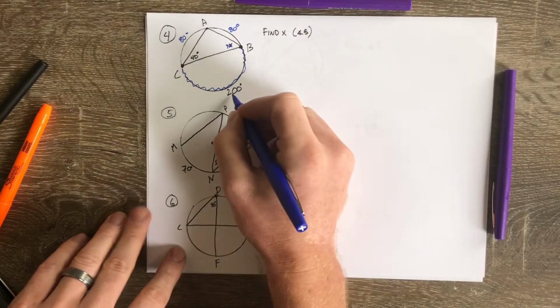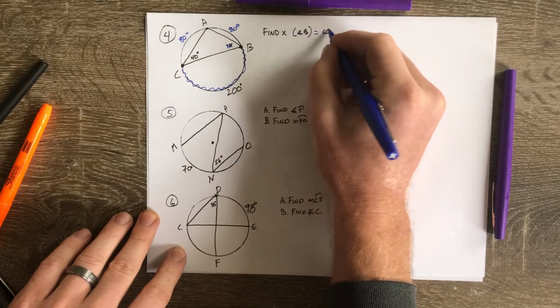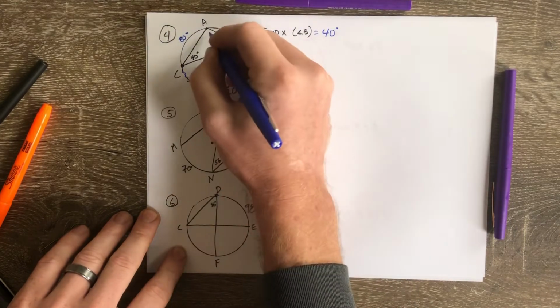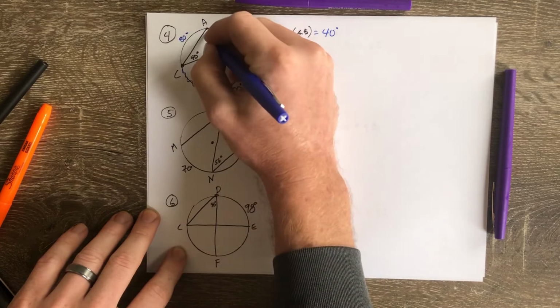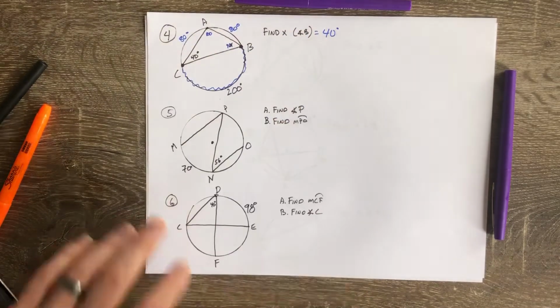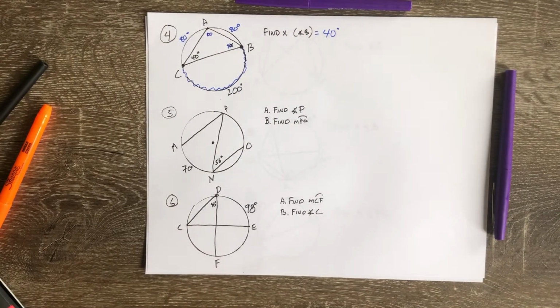And then if you wanted to check yourself, angle B is going to be 40 degrees. If you wanted to check yourself, because this opens up to that, that'll be 100. Add those three together, you get 180. Cool. All right, next one.